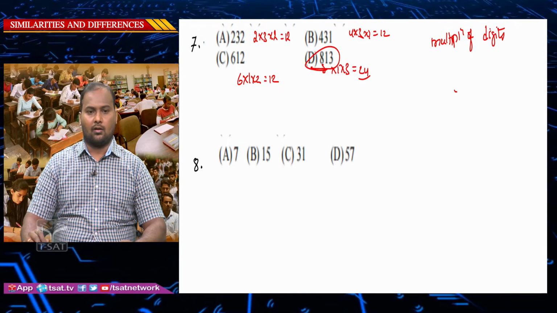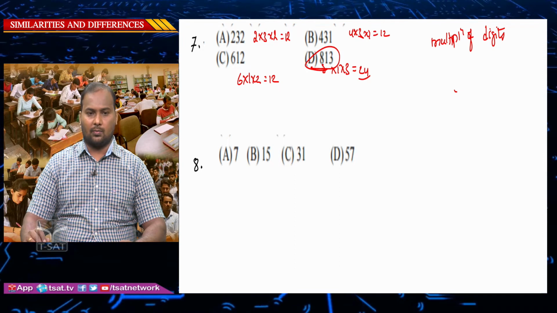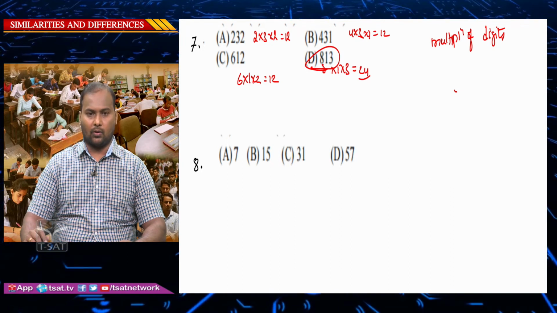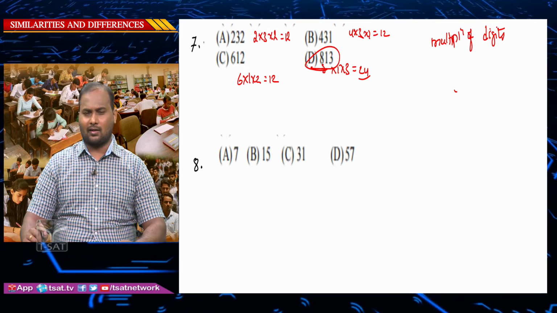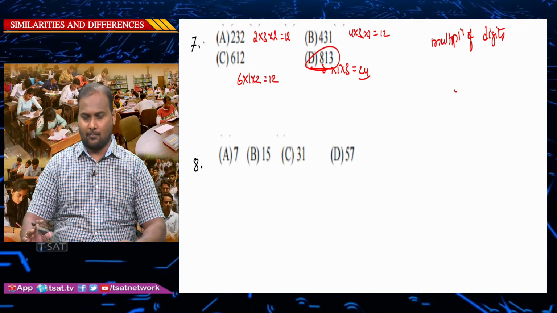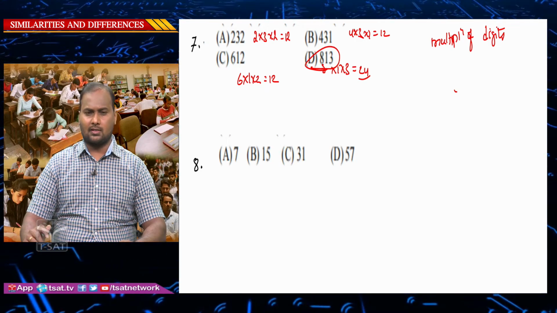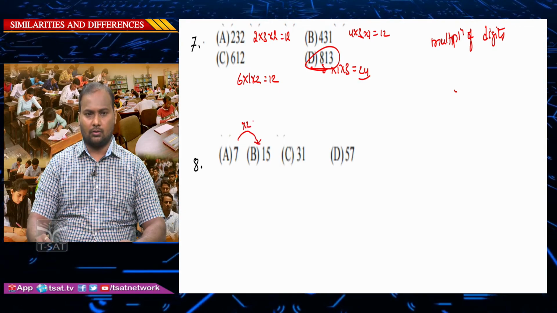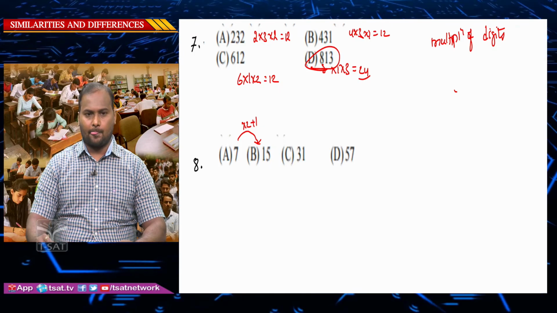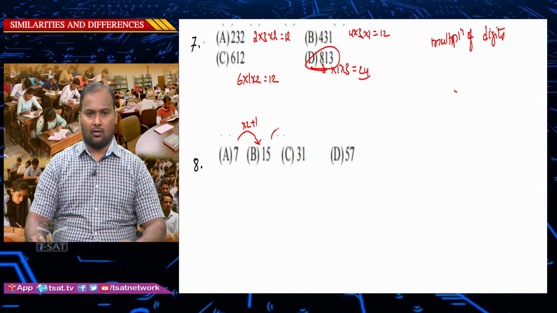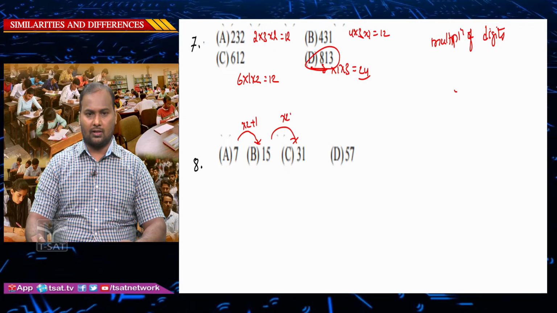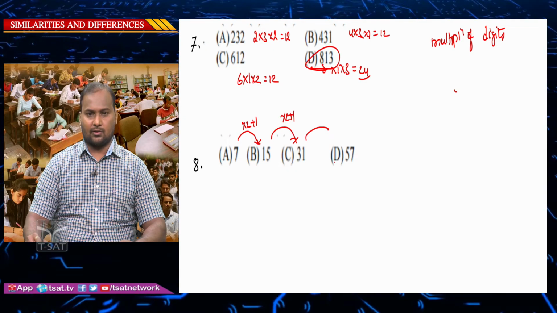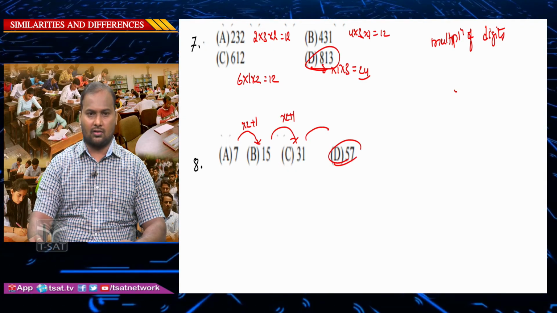Next question. The options are 7, 15, 31 and 57, right? If you carefully observe these numbers, all are different numbers. The problem is some students think that from 7 to 15 it is multiplied by 2 plus 1, a combination of multiplication and addition. Or 15, 31 into 2 plus 1. This is not possible, so the answer is option D. No, this is not the logic.